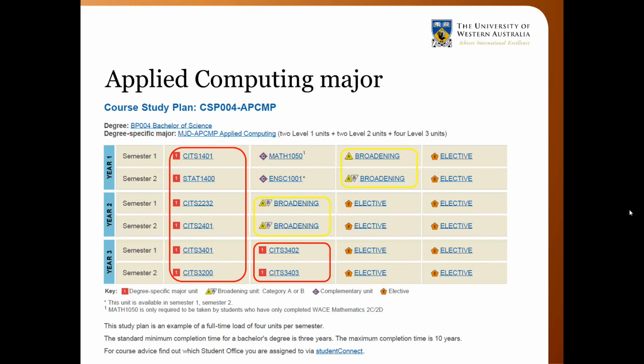You would also need to select 4 broadening units to be taken during the period of your degree. As mentioned previously, you also need to select these 2 complementary units. Remember that you must take these. They accompany the major if you study it as your degree-specific major. Lastly, you've got your elective units. You can also select units for another major if you want to do a second major. Okay, now let's look specifically at the first year.